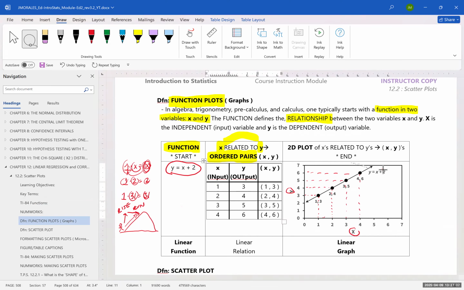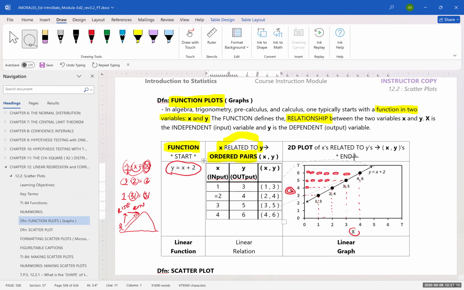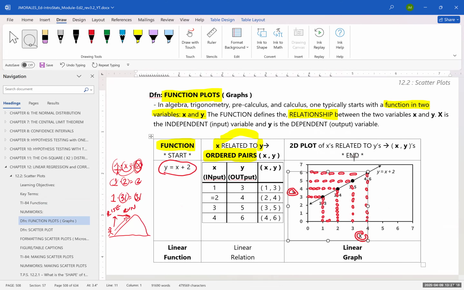I'm sorry, this is not deleting like I wanted to. Try this again. Doesn't work this time. Ooh, that didn't work. Okay. All right, so I'll just keep going.